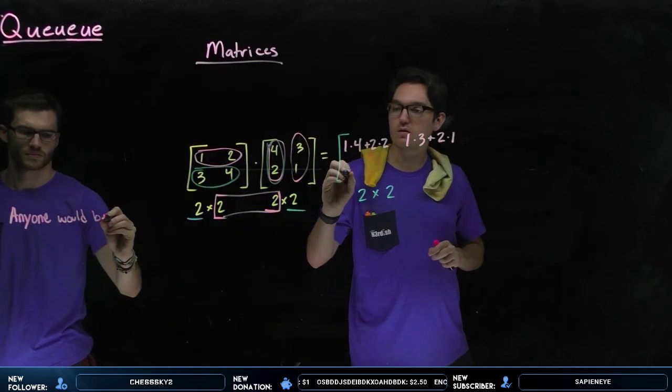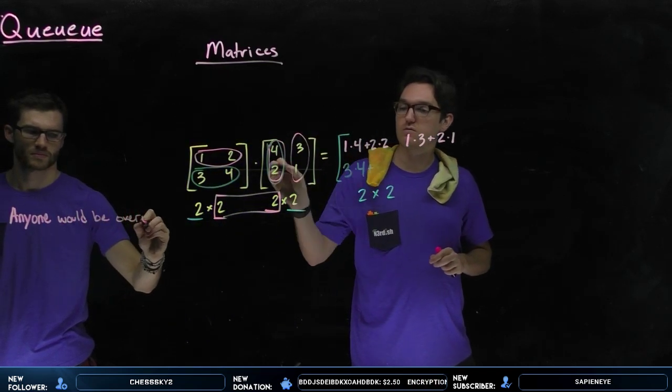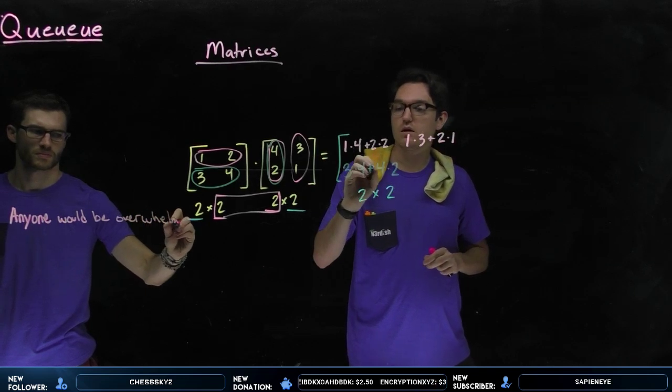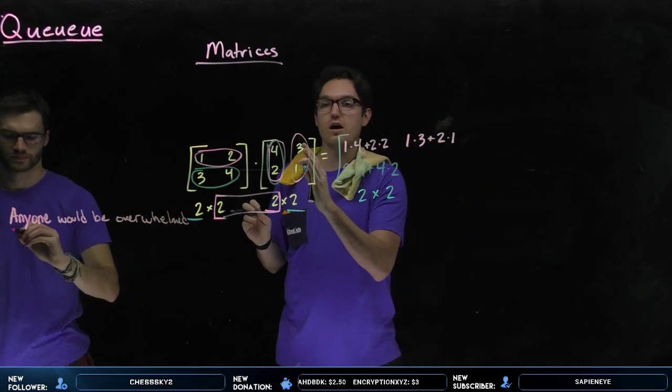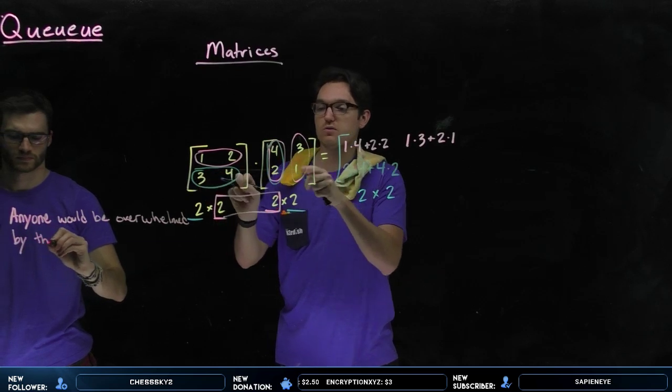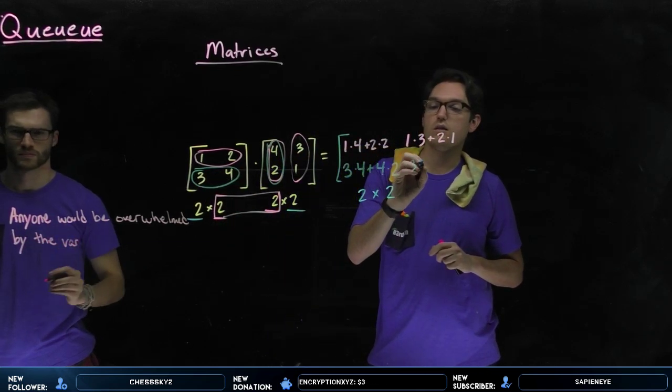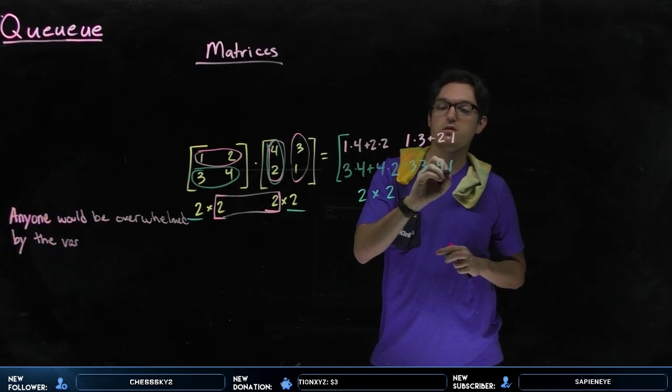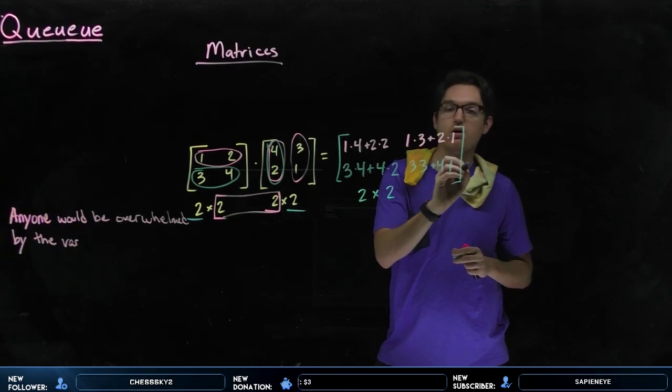3 times 4 plus 4 times 2. And then we shift over to the right column here. We have 3 times 3 plus 4 times 1. 3 times 3 plus 4 times 1. All right, now let's add all of this up.